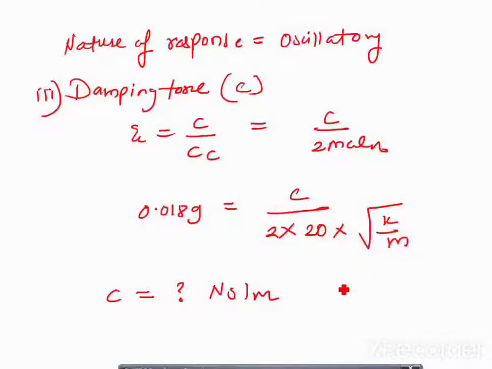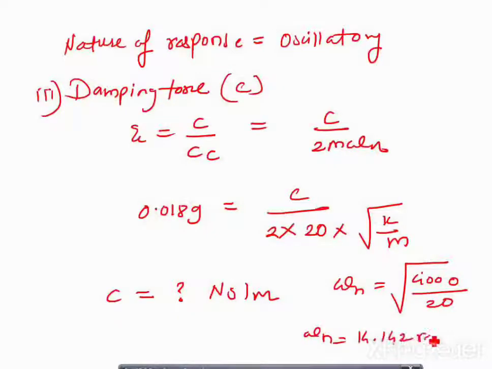Now here initially you can also find out omega n, that is square root of k upon m. What is k? k is nothing but 4,000, divided by 20. So omega n you will get 14.142 radian per second. Okay, so from this we will get C. So let's take a calculator and you can find out the C.